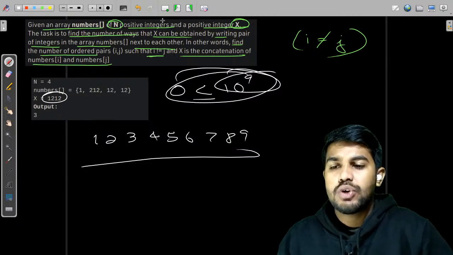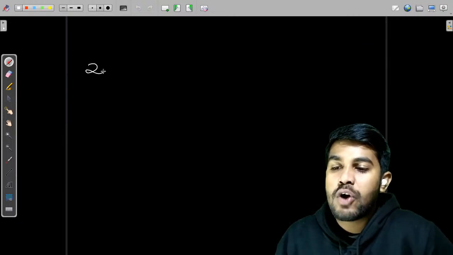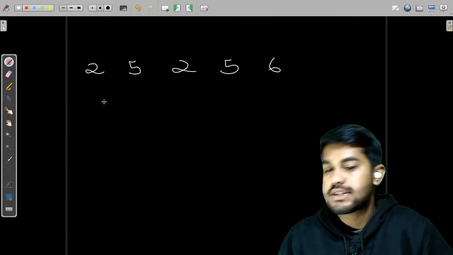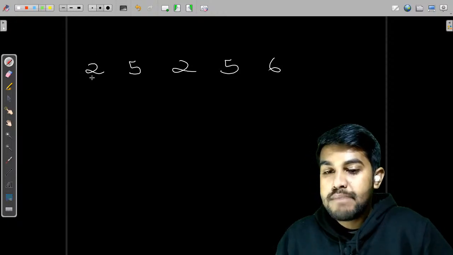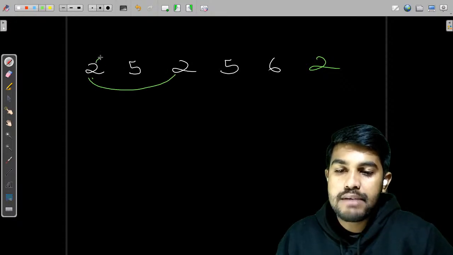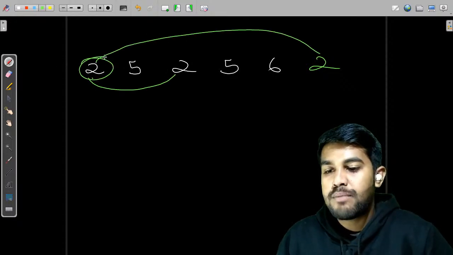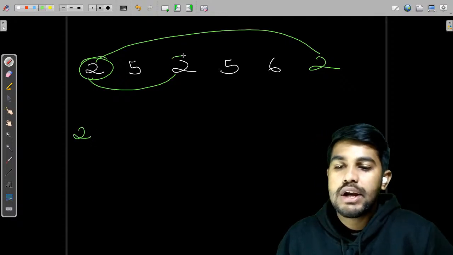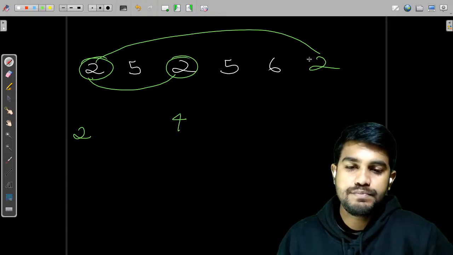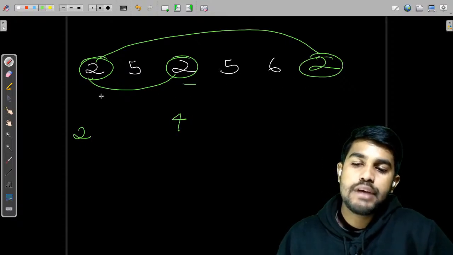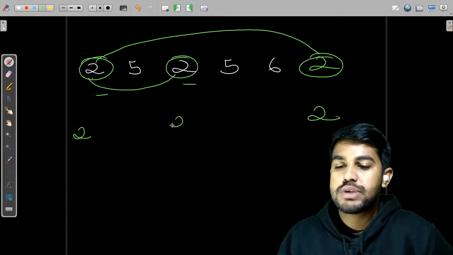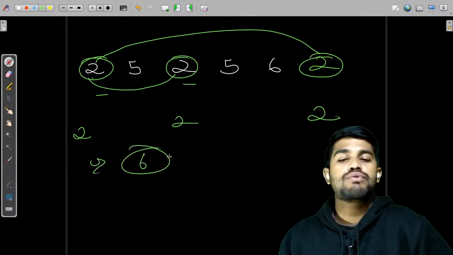Fair enough. So what we can do is, suppose I got 2 and this person got 5 and this person got 2 and this person got 5 and this person got 6. So first I can make a pair, and let's take one more 2. I can make a pair with this. From this the contribution was 2. Now from this I can make a pair with this. The contribution was 2. From this I can make a pair with this. The contribution was 2. And there the contribution was 2 itself.